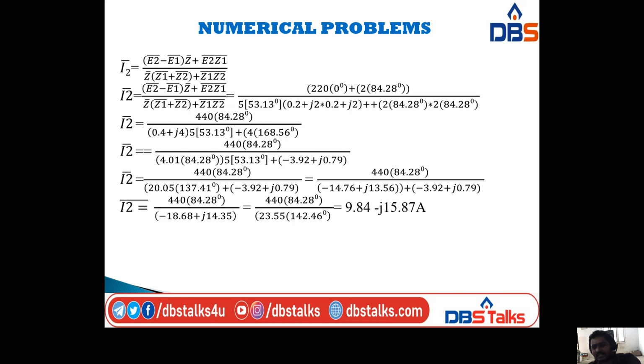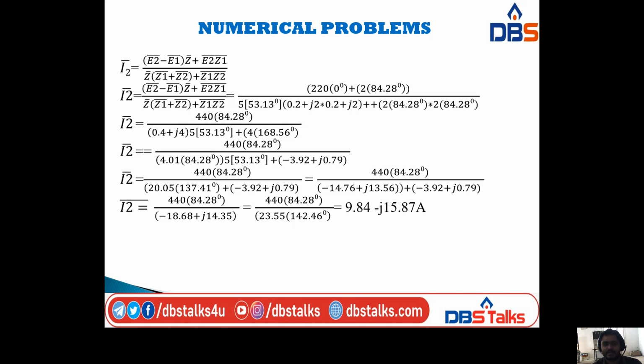In this one also, please replace plus by multiplication, that is into, divided by the Z value, which is 5 at an angle of 53.13, into Z1 is 0.2 plus J2, plus Z2 value is 0.2 plus J2, plus Z1 bar is 0. So we already converted the rectangular into polar, that is 2 at an angle of 84.28 into 2 at an angle of 84.28.